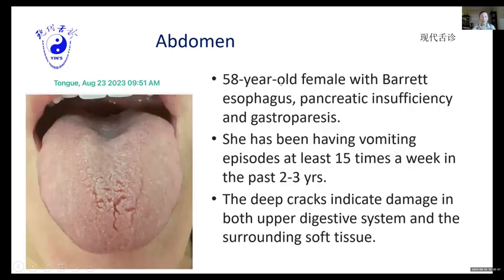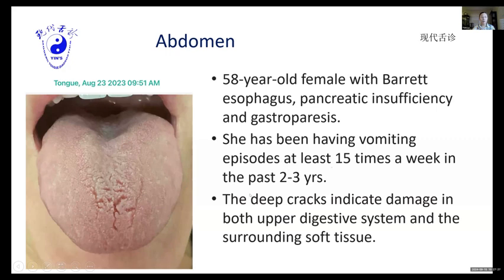This is a 58-year-old female with Barrett esophagus, and she also has pancreatic insufficiency and gastroparesis. She is also using Ozempic. She has diabetes too. Her husband is a GYN doctor, a surgeon. She has tried everything from traditional Western medicine, but none of it works. She was vomiting at least 15 times a week in the past 2 to 3 years.